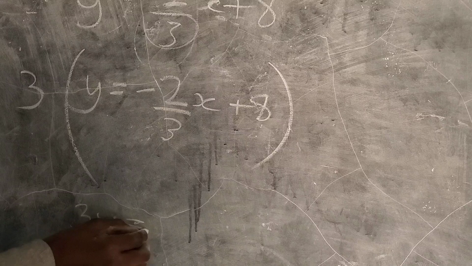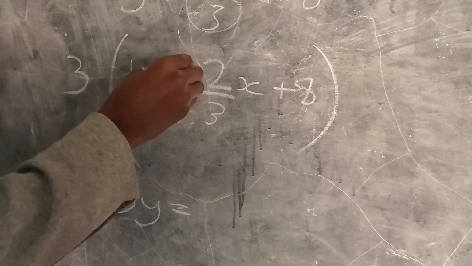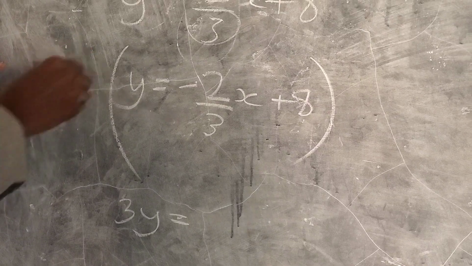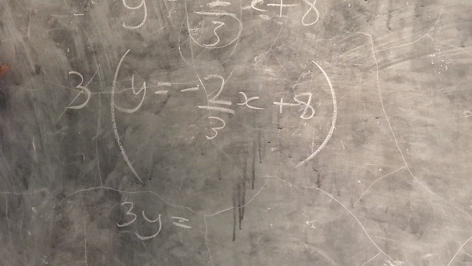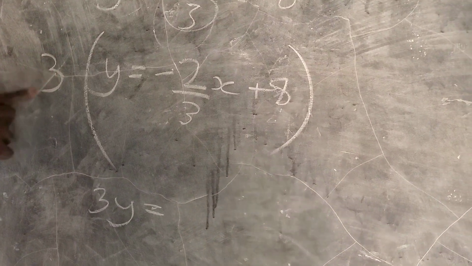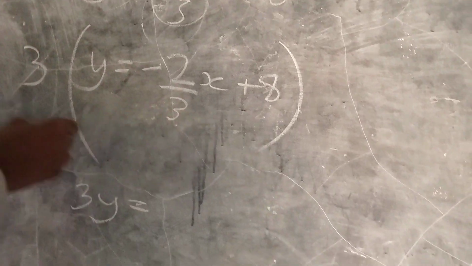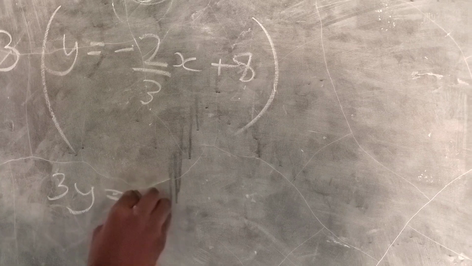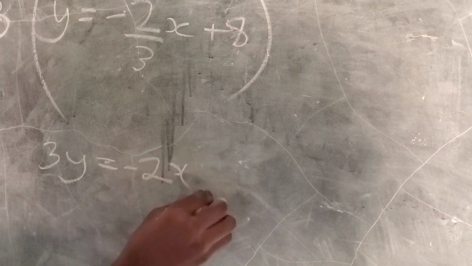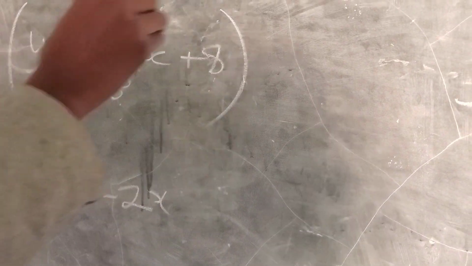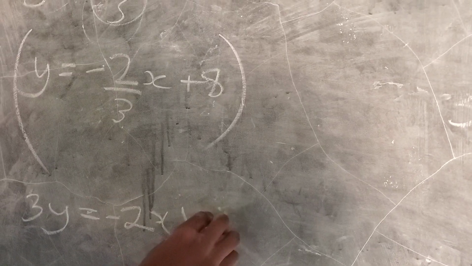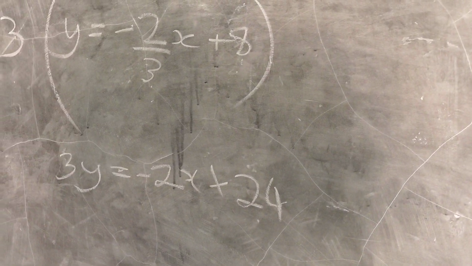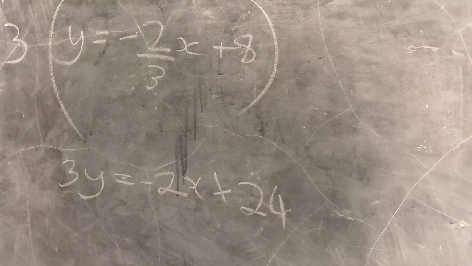And then here, 3 times negative 2 over 3 is just like you're cancelling, you're dividing. So 3 into 3 here is 1. Then our answer is going to be negative 2x there. And 3 times 8 is going to give us 24. Good. So I'm sure you're getting it.